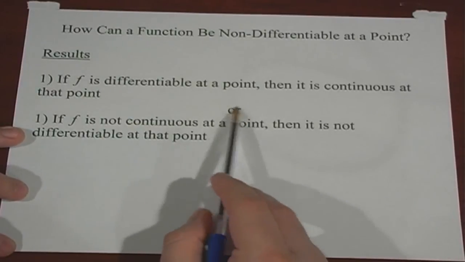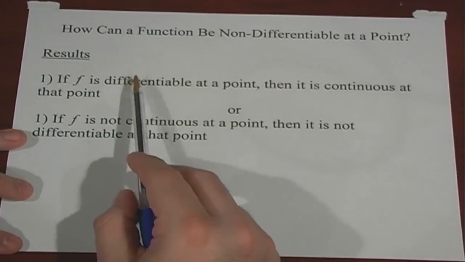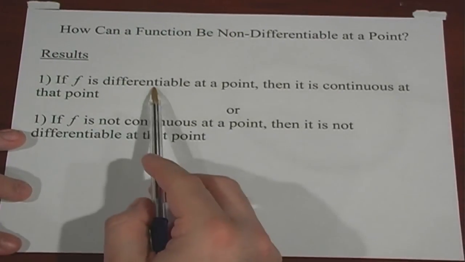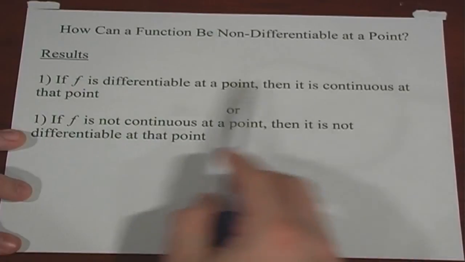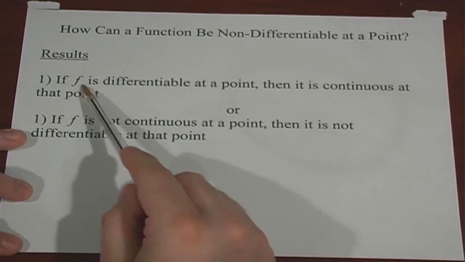Now I wrote down an equivalent form. Whenever you have an if-then statement, there's always an equivalent if-then statement, but you don't go backwards. It's like this. You can go backwards, but you have to put the word not on this side and the word not on this side. So to go backwards, if this is not true, then this is not true.